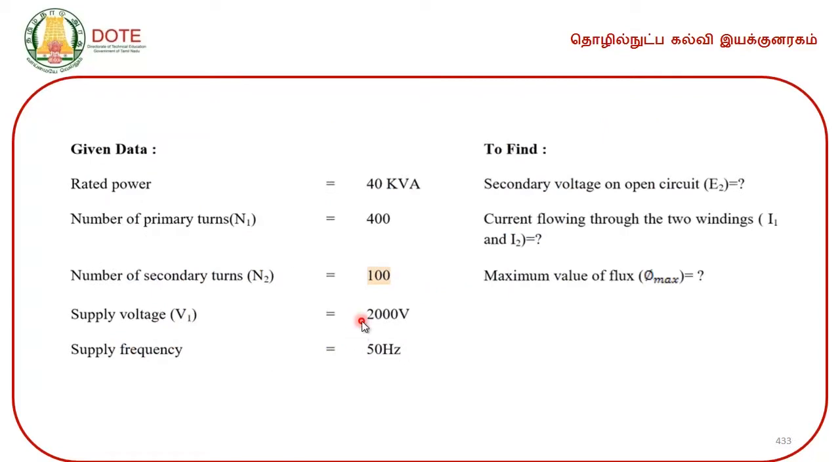First of all, we will write down the given data. The rated power is equal to 40 kVA. Number of primary turns N1 is given as 400. Number of secondary turns N2 is equal to 100. Then supply voltage V1 is equal to 2000 volts. Supply frequency is 50 hertz. We need to find out the secondary voltage on open circuit, current flowing through the 2 windings I1 and I2, maximum value of flux, that is phi max.